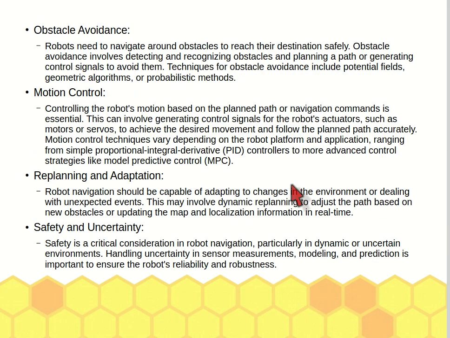In robot navigation, obstacle avoidance is also a main issue. Of course, motion control, replanning, and the safety. Safety issue is also a main concern in robot navigation.